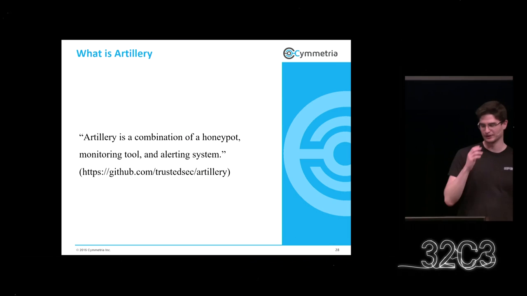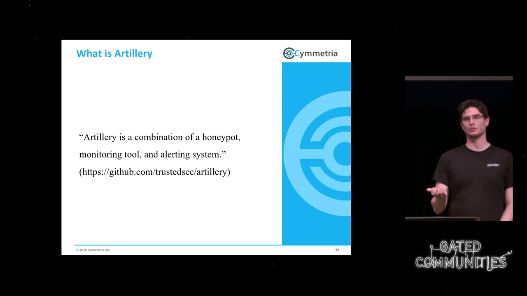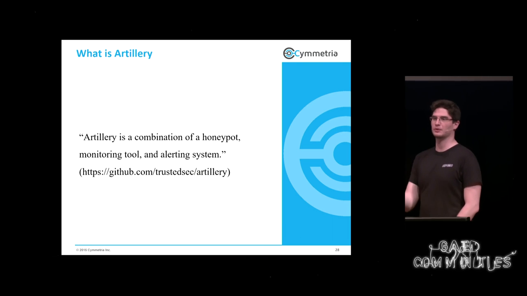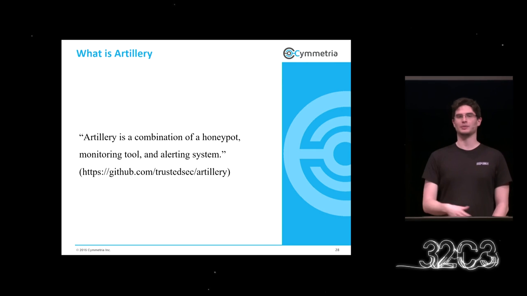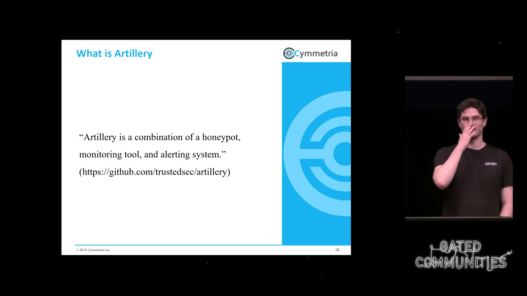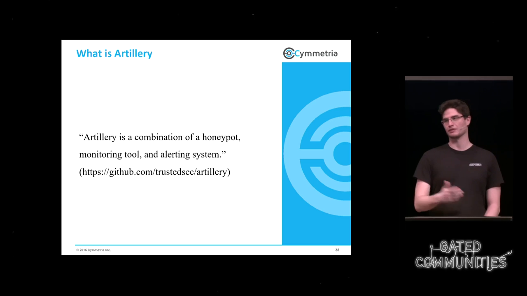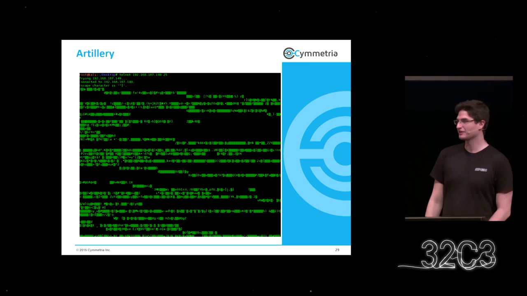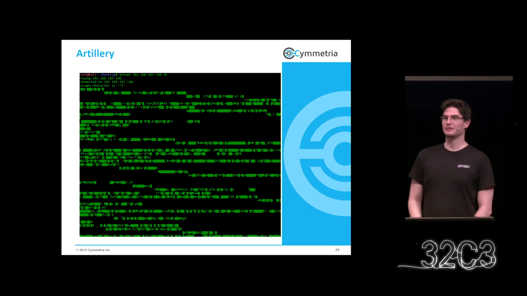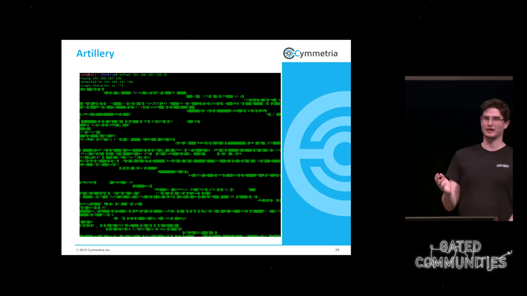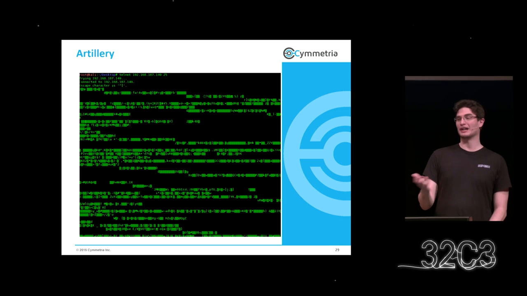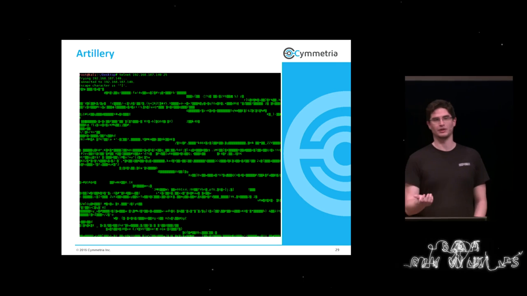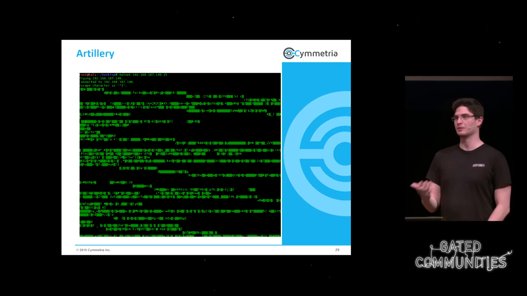Artillery is a pretty cool project. It's very popular. You just run it on a system, and it opens up all the ports that are closed that look like something interesting to an attacker, right? So SMTP, DNS, HTTP, whatever. And whenever somebody tries to access one of those ports, it just gives you random information, and then it blocks you. The way it blocks you is by putting in a rule in the IP tables for your IP, right?